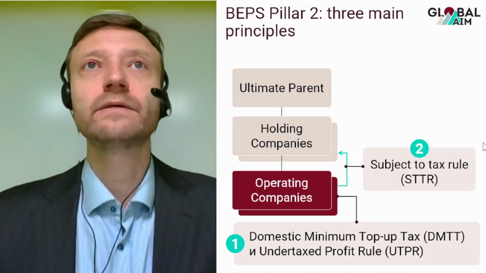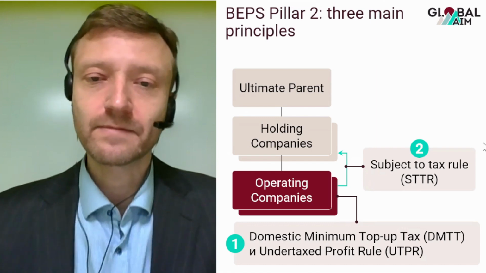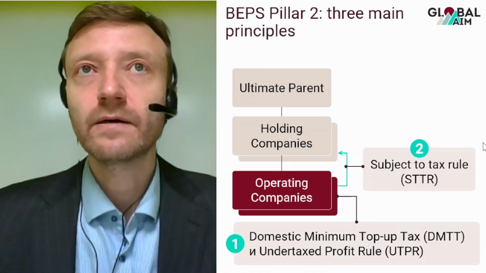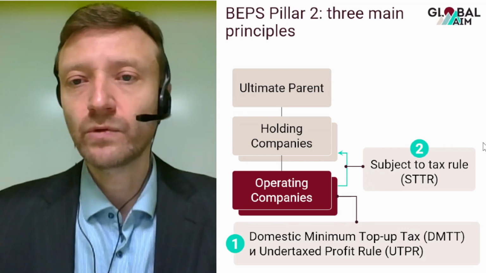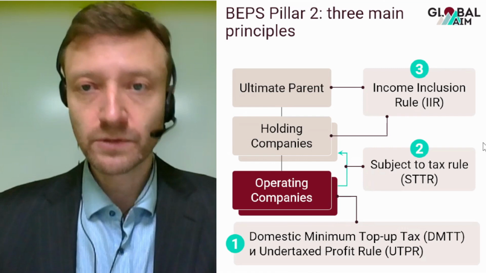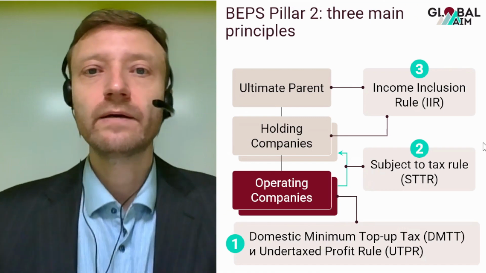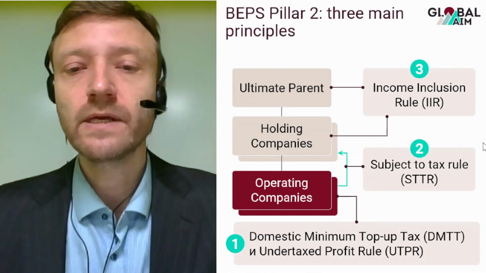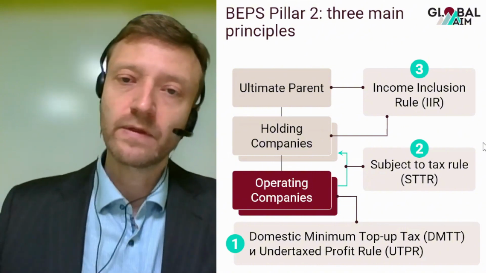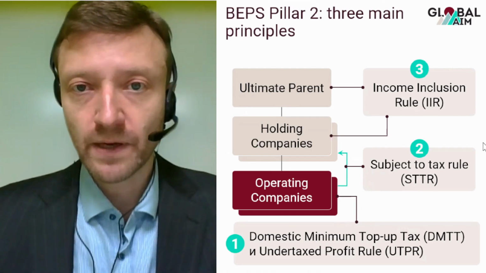Next, there is a second principle called the subject to tax rule, which, in case the minimum rate is not achieved and the holding companies are not subject to sufficient taxation, kicks in and means that there will be additional withholding taxation of distributions of payments from the operating companies to holding companies. And the third principle, called the income inclusion rule, is very similar to the CFC, controlled foreign companies rule, where if the ultimate parent company or intermediary holding companies have subsidiaries that do not pay sufficient tax in the countries where they operate, it makes sure that under-taxed profits of the subsidiaries are taxed at the level of the ultimate parent company or holding company.